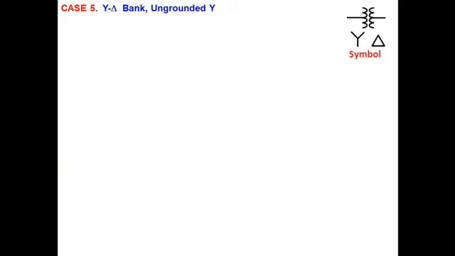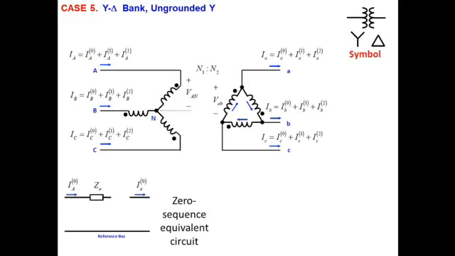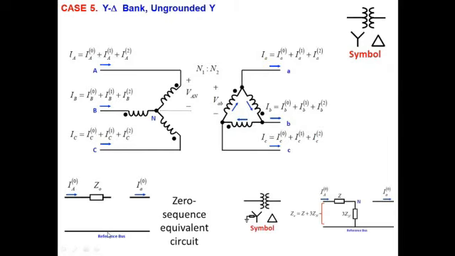Case 5, when the Y and delta banks both are ungrounded. So if both are ungrounded, we will be having the equivalent circuit with no path to flow the current. So we will be having Z plus 3Zn, and similarly here some open circuit.